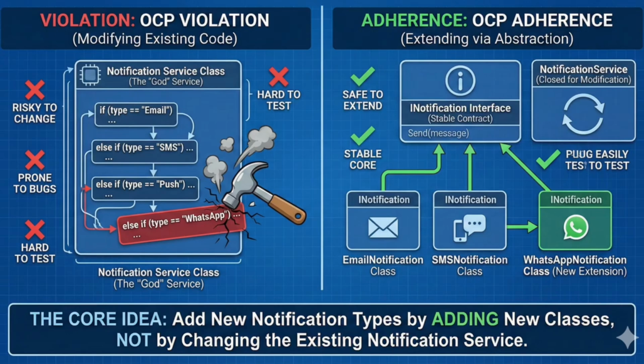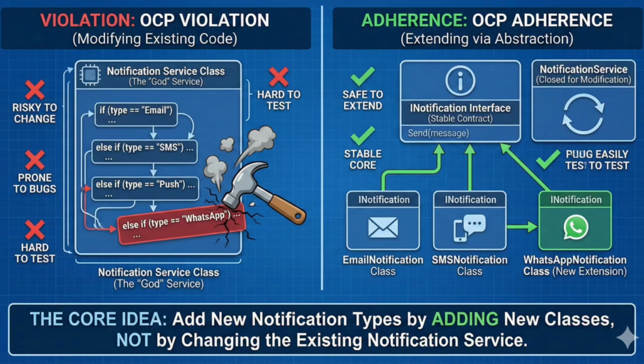Here, we design the system using abstraction. We create an interface called iNotification which defines a stable contract, like a send message method. Our notification service becomes closed for modification and depends only on this interface. Now whenever we need a new notification type, we simply create a new class like email notification, SMS notification, push notification, or WhatsApp notification, each implementing the same interface.